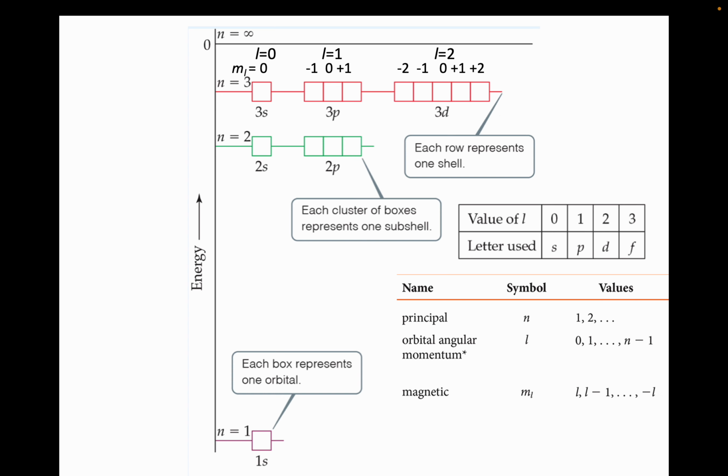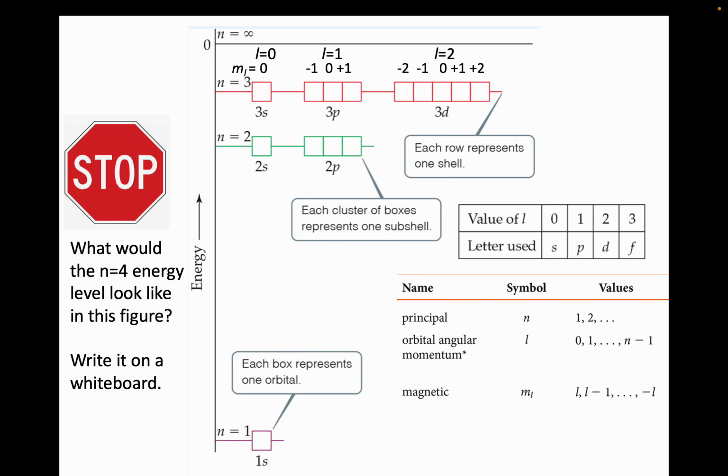How about for the m sub L values? The m sub L values span from negative L to positive L. So if L equals 0, the m sub L value equals 0. When L equals 1, m sub L spans from -1 to +1. When L equals 2, m sub L spans from -2 to +2.